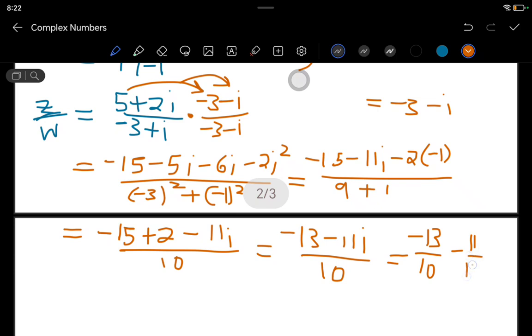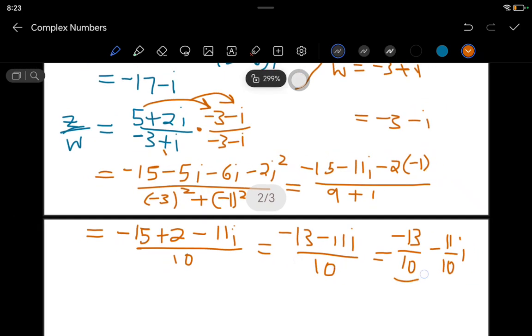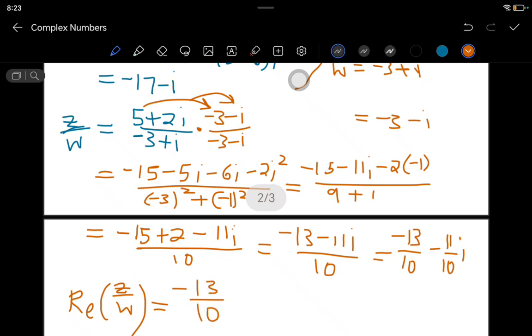We should always make sure we put it in the form of A plus BI. So sometimes you'll be asked to find the real part of Z over W. The real part of this will just be minus 13, meaning that you must find this first, then write it in the form of A plus BI, then find its real part. Then the imaginary part of Z over W is just going to be minus 11 over 10. I'm sure you see this, right?